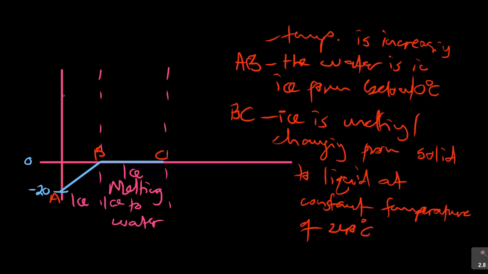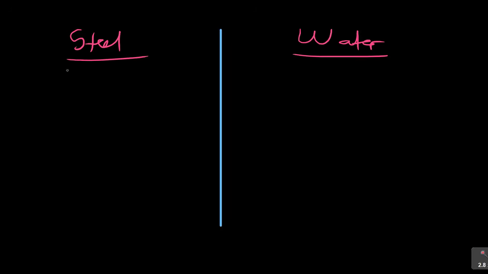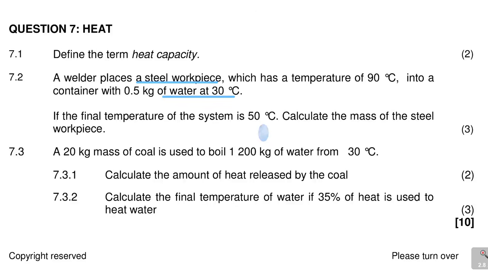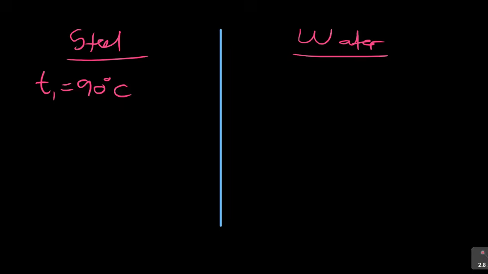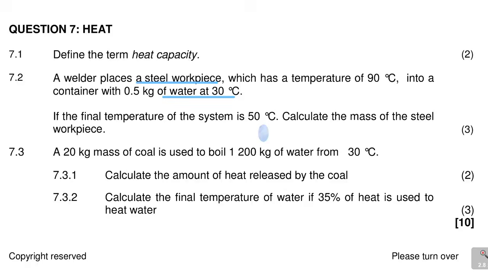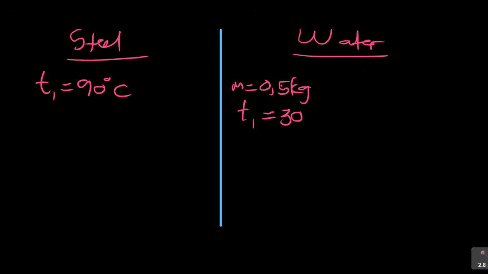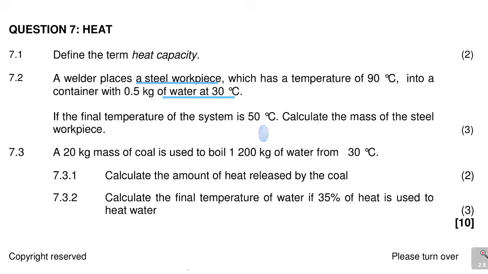So if I come here, the temperature T1 is equal to 90 degrees Celsius, and then into a container with 0.5 kilograms of water at 30 degrees. So here m is equal to 0.5 kilogram, and then T1 of water, they're already telling us that T1 is 30 degrees. You can see that. So that's the information you need to utilize.